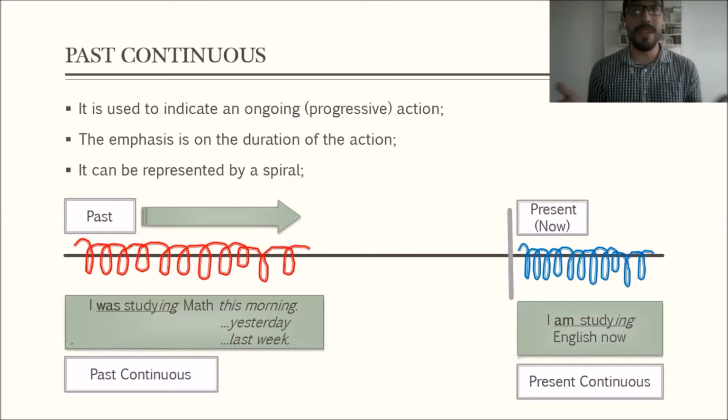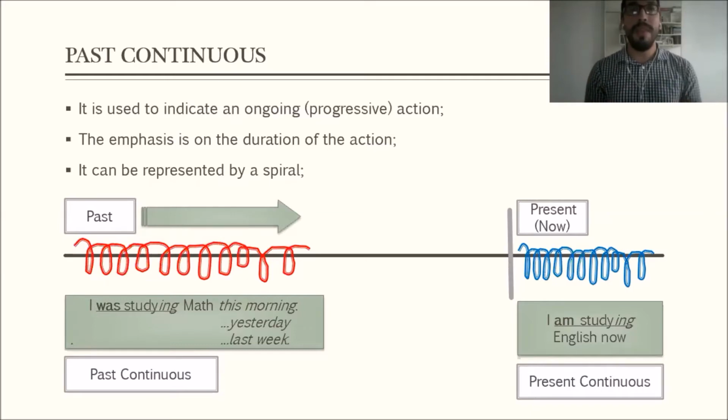I just mean that it took me a long time, or at least some time, to finish the action. And I don't even tell you that I finished. I just mentioned that I was doing something, okay? Third, it can be represented by a spiral. A spiral is something that is whirling, like a cyclone, okay?